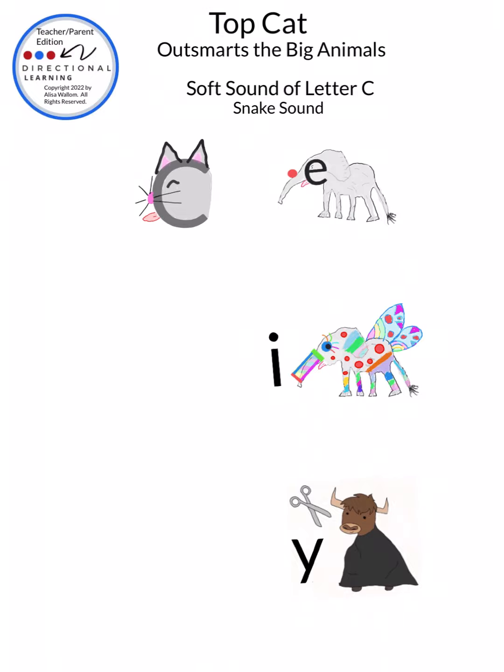So remember, when the cat meets the elephant, Indian elephant, and yak, he outsmarts all of them and becomes top cat because he comes up with the idea of turning into the snake and making the snake sound and sliding away. So that's what you do when you come across a word with the cat and the elephant, the cat and the Indian elephant, and the cat and the yak. You know the story how he becomes top cat and how he defeats and outsmarts those big animals.